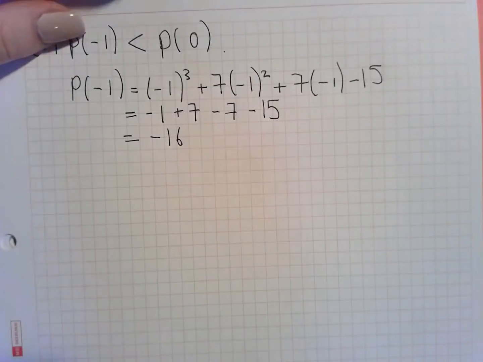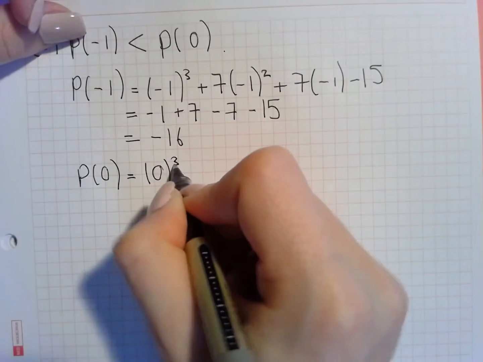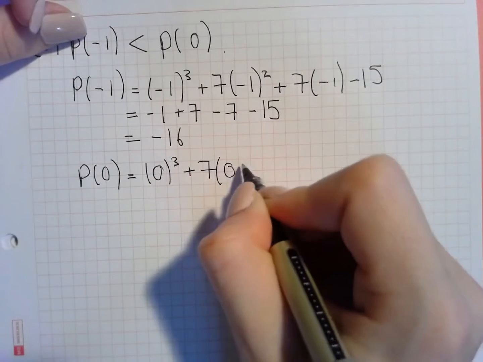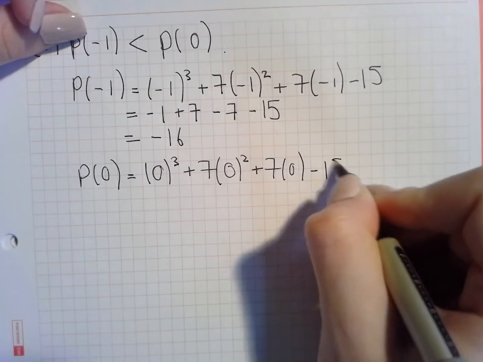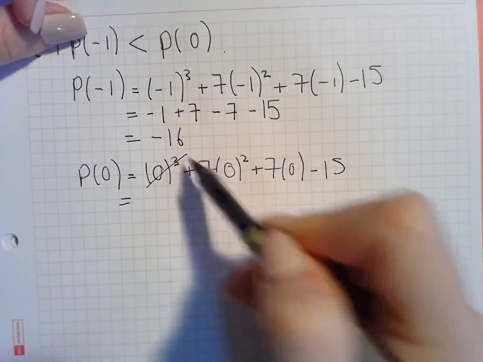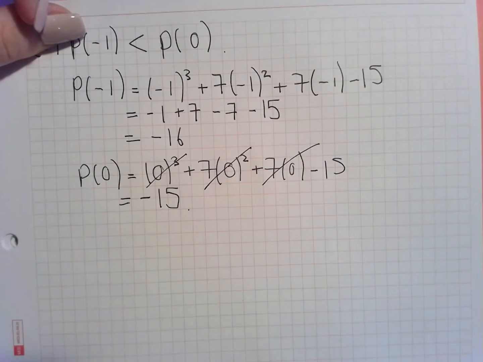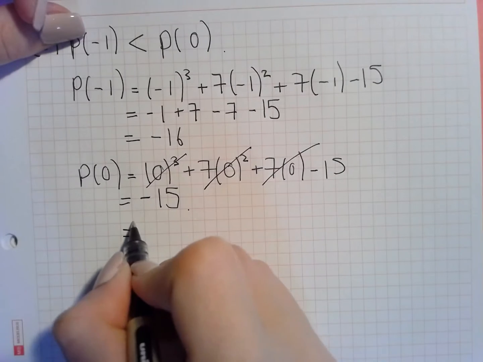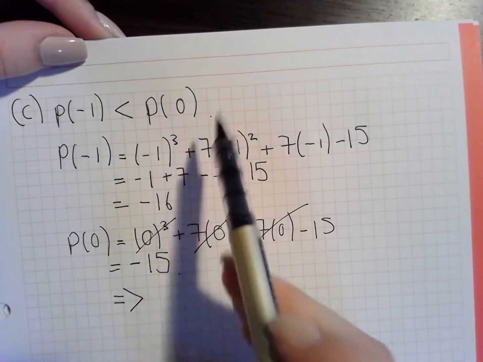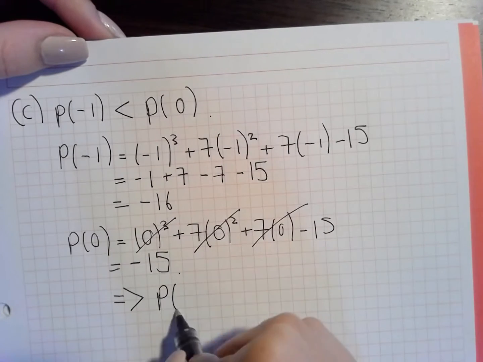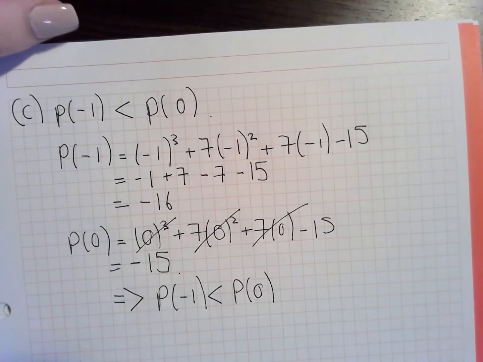Okay, now let's plug the 0 in. So when you plug the 0 in, you're going to get 0 cubed plus 7 times 0 squared plus 7 times 0 minus 15. Obviously, all of these cancel out because you times them by 0, and we're going to be left with minus 15. And it's easy to see that minus 16 is less than minus 15, so we've proved that this is correct. So the polynomial with minus 1 subbed into it is in fact less than the polynomial with 0 subbed into it.